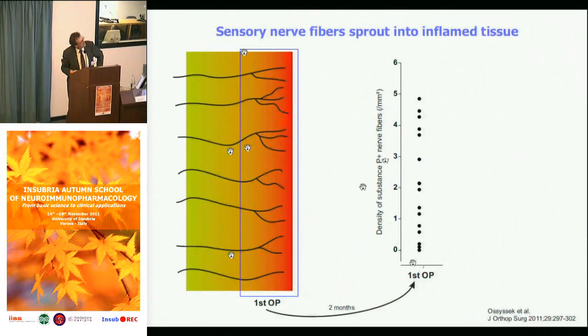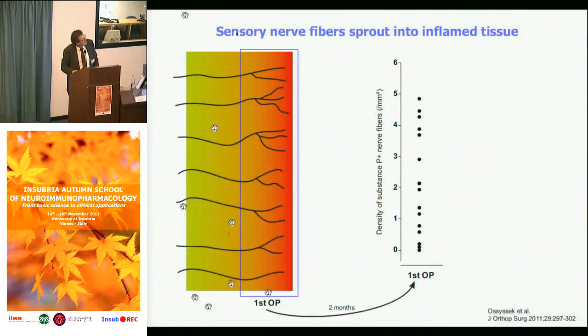And you see here, during the first operation, every symbol represents one patient. So we have patients with a lot of nerve fibers, but also with a few nerve fibers, something in between. What do you see here, the numbers? When we did a second operation of the same area, the first part of the tissue was already removed. And we now look at the second part of the tissue.